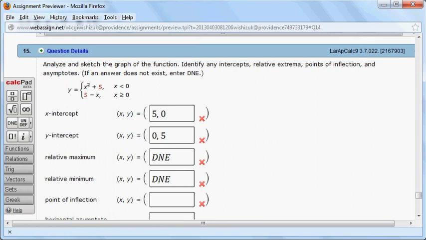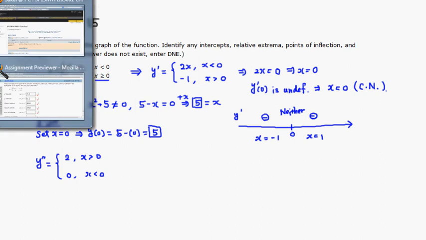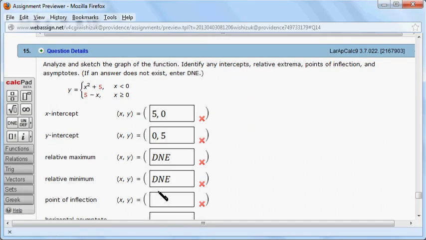Point of inflection. If you take another derivative, y double prime is equal to, the derivative of that is going to be 2 when x is greater than 0, and the derivative of this is 0 when x is less than 0. So you can see that the second derivative never changes sign, so there's no point of inflection. So there's another does not exist.